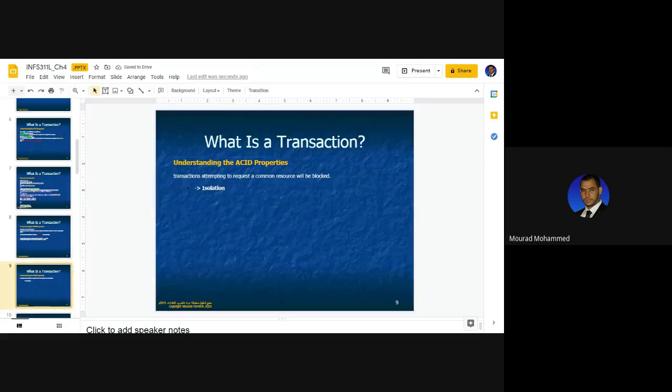Okay, the third property that we have to respect is isolation. What does it mean? As with consistency, the transaction has to be fully executed without interference. It means we are not allowing other transactions to be executed while a transaction is in execution mode. This is a sort of isolation.